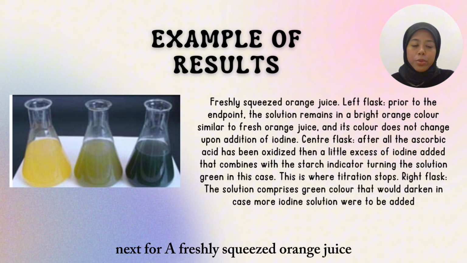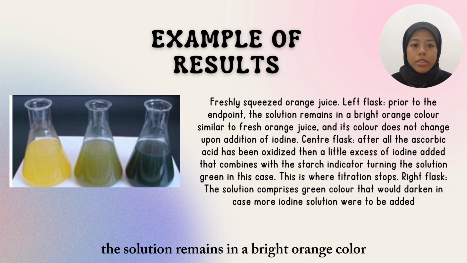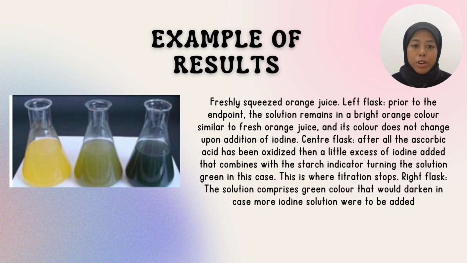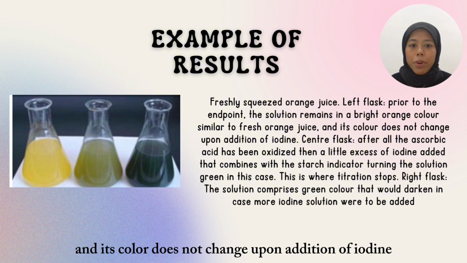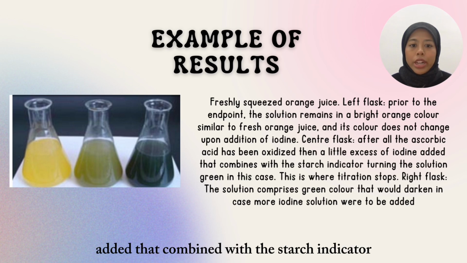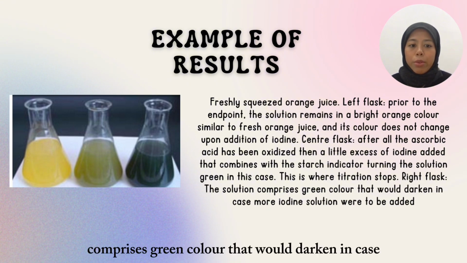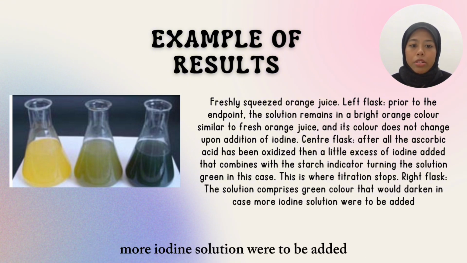Next, for freshly squeezed orange juice, left flask, prior to the endpoint, the solution remains a bright orange color similar to fresh orange juice and its color does not change upon addition of iodine. Center flask, after all the ascorbic acid has been oxidized, a little excess of iodine is added that combines with the starch indicator, turning the solution green in this case. This is where titration stops. Right flask, the solution is a green color that would darken if more iodine solution were to be added.